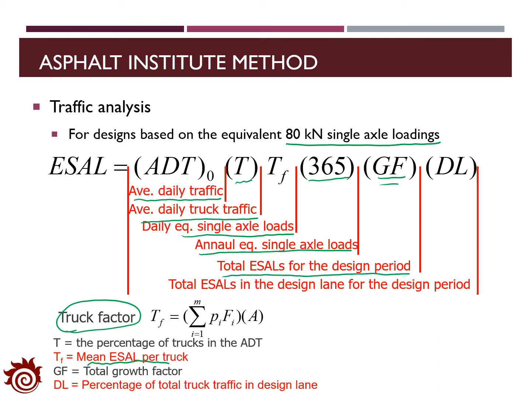In addition, for the road with multiple lanes, we need to find out the percentage of the total truck traffic in the design lane, which is DL, and we can identify the total ESAL in the design lane for the design period, which is the value we want to identify for the pavement design.